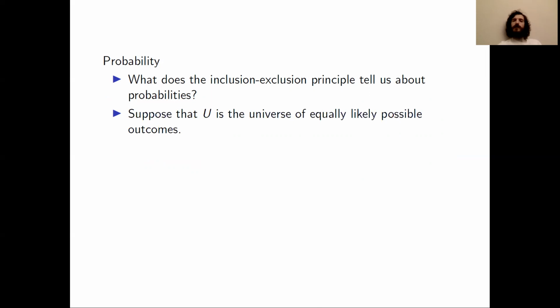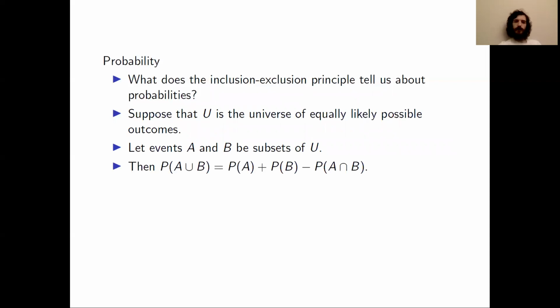So we suppose that U is the universe of equally likely possible outcomes. And events A and B will just be subsets of U. By the two-set inclusion-exclusion principle, we can conclude that the probability of A union B is equal to the probability of A plus the probability of B minus the probability of A intersect B.